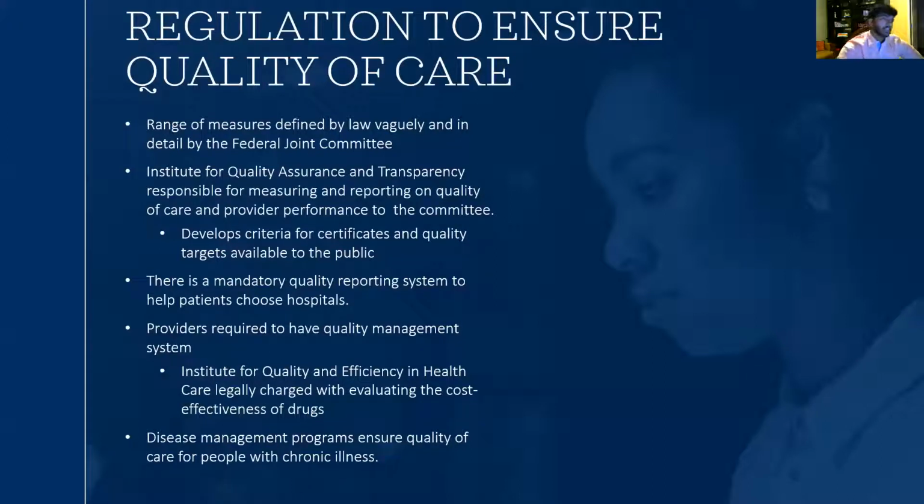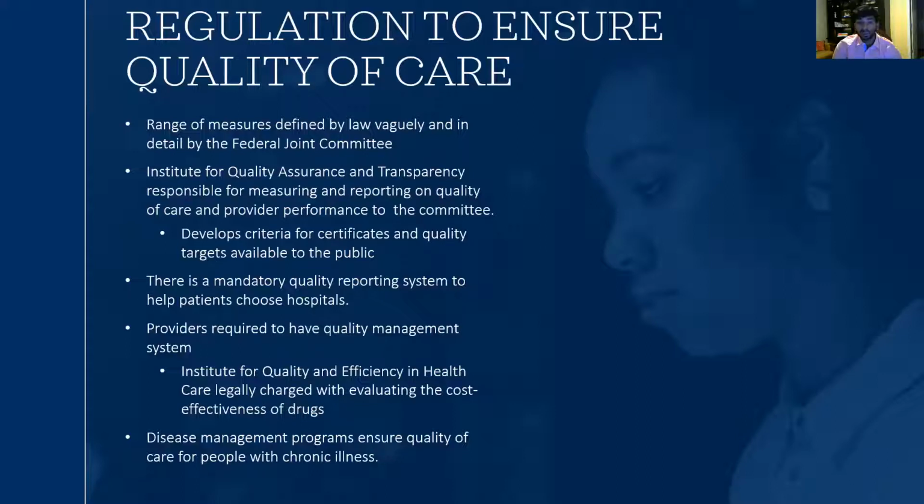So the German healthcare system is very known for its high quality of care. There's a range of measures defined by law vaguely and in detail by the Federal Joint Committee. The Institution for Quality Assurance and Transparency is responsible for measuring and reporting on quality of care and provider performance to the committee. So they develop criteria for certificates and quality targets available to the public. And there's a mandatory quality reporting system to help patients choose hospitals. So this ensures that all these results are public and hospitals want to actually provide quality care in order for patients to go to these hospitals.